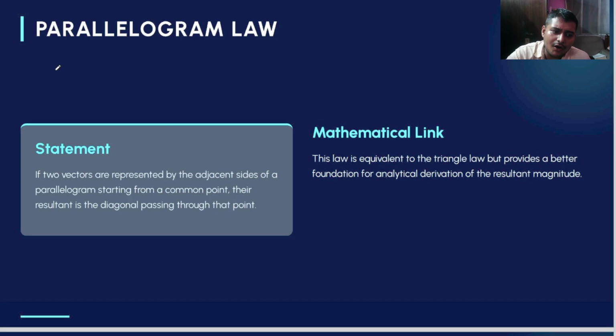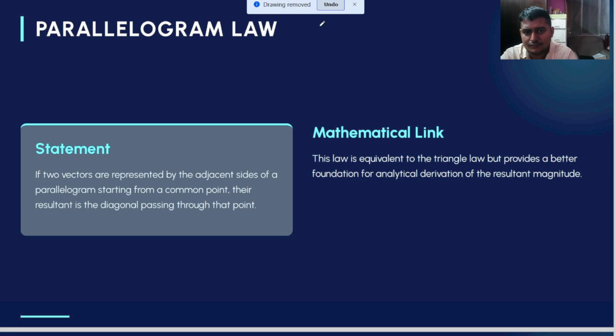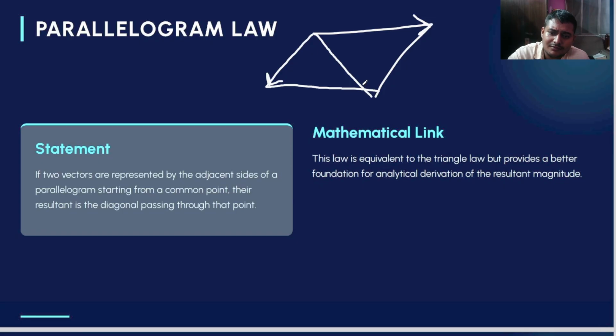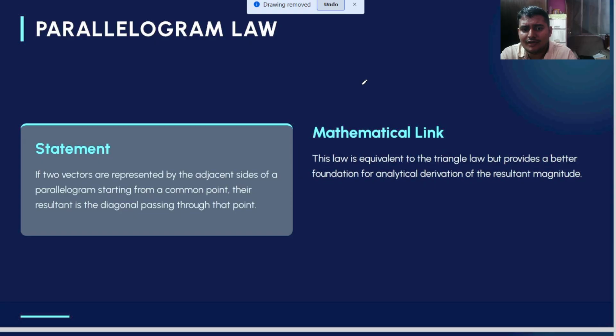Now coming to the parallelogram law. If two vectors are represented by adjacent sides of a parallelogram starting from a common point, the resultant is a diagonal passing through the point. So I am drawing a parallelogram. These two vectors are represented as the sides of a parallelogram. This is the direction over here and this is the direction over here. So the resultant vector will be the diagonal one. It will always be the diagonal one.